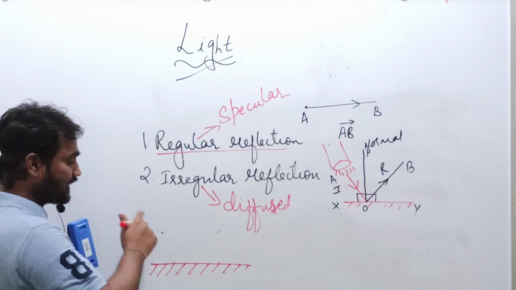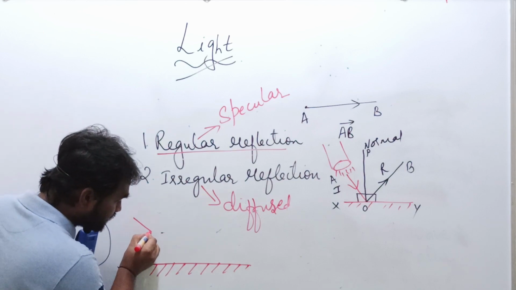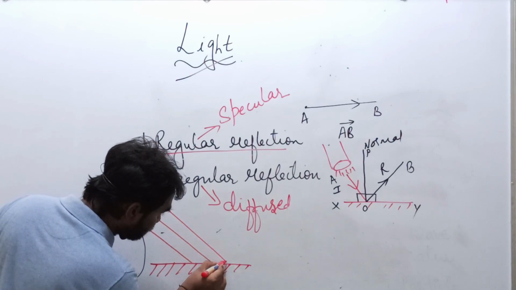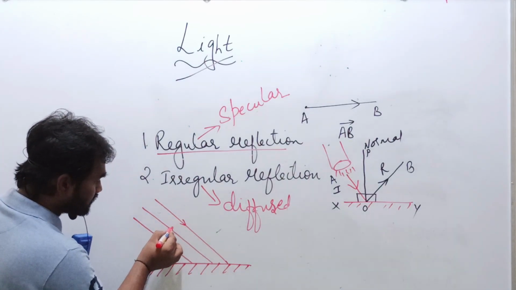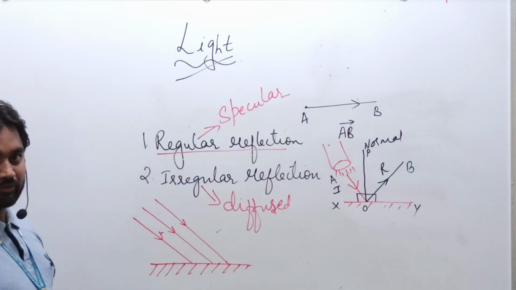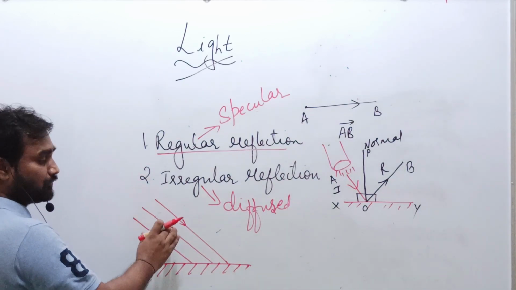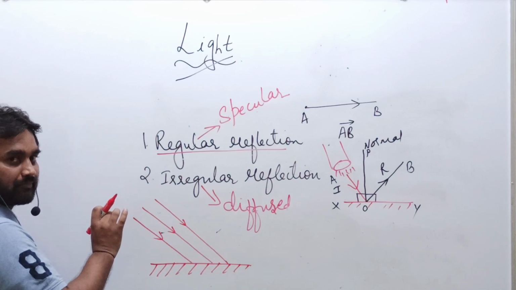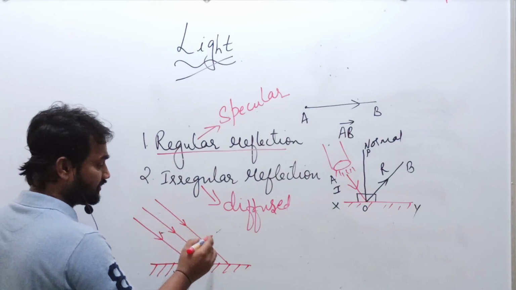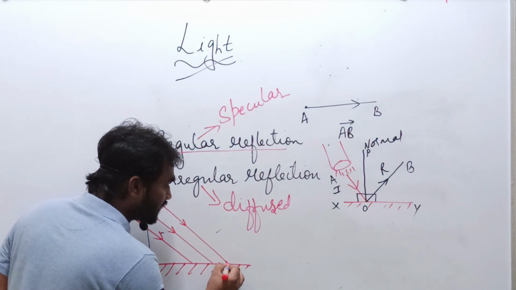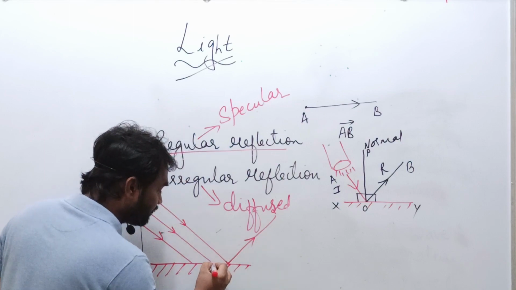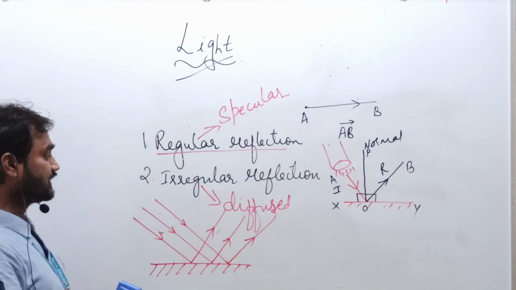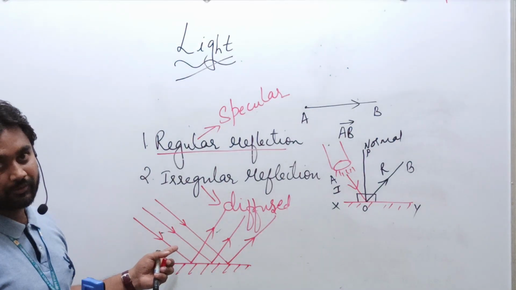When I incident a beam of light, this is a parallel beam of light. So when a parallel beam of light is incident on a smooth or shiny surface, what happens? The reflection takes place in the same pattern as that of the incident light.